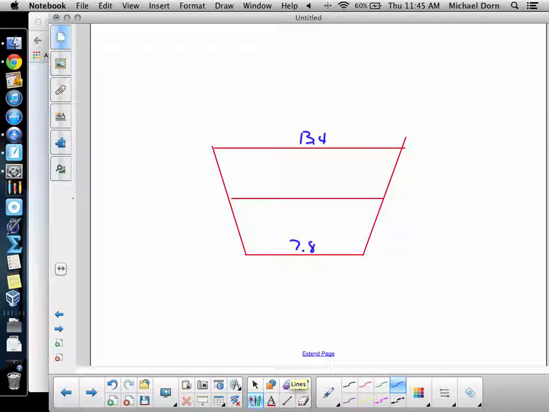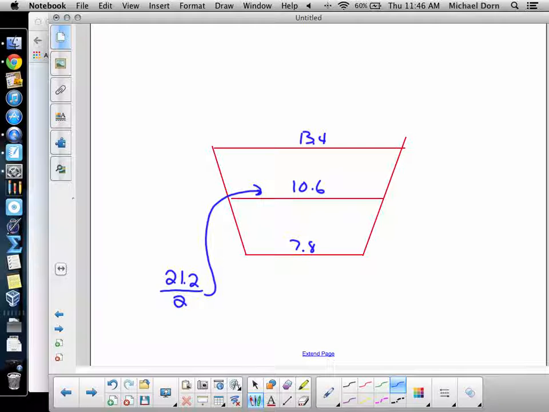Remember the mid-segment, to find the mid-segment, we're going to add these two, which would be 21.2, and divide it by 2. And we'd actually calculate that out, and that's what, 10.6? So a little bit tougher when we got the decimals there. We do have to know our formula and how to set it up, but it's not that much more difficult. How about something like number 9?